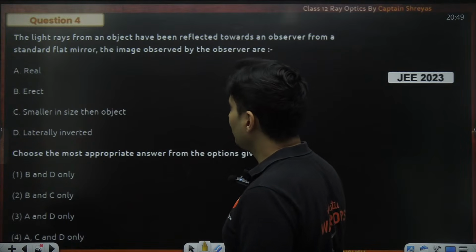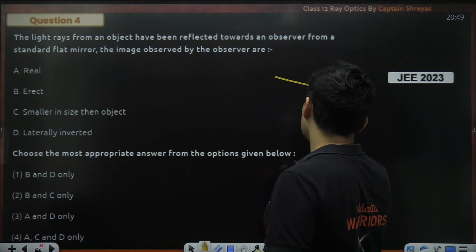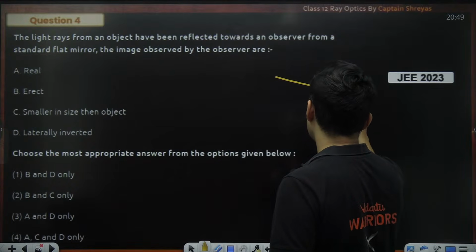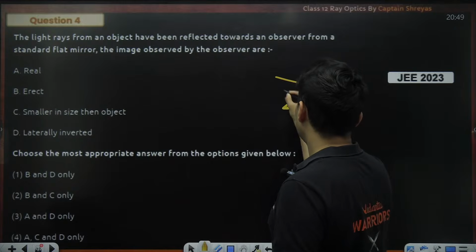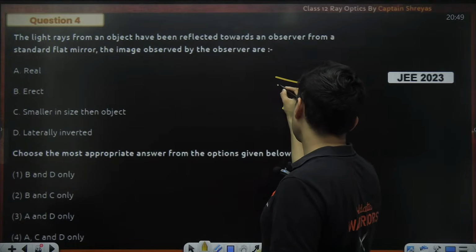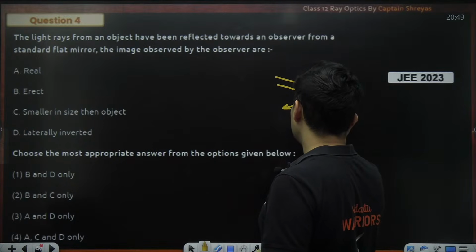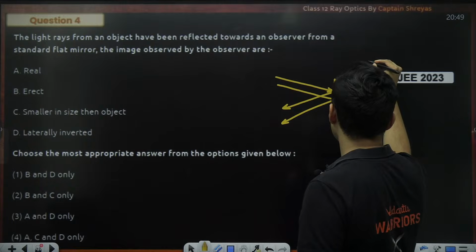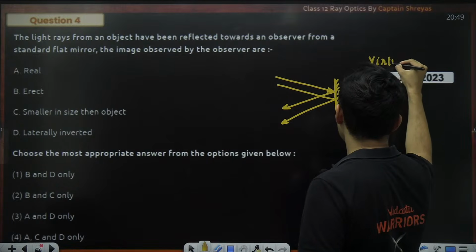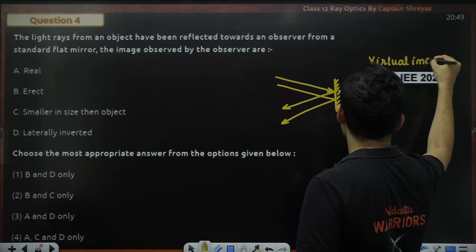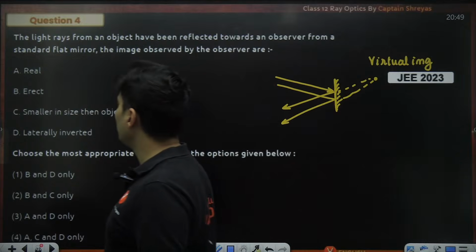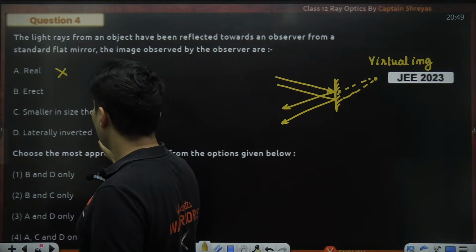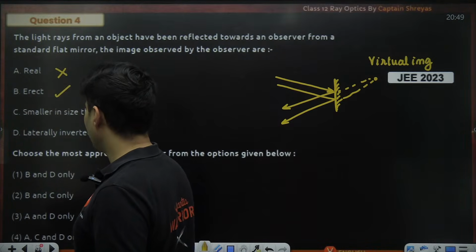It's kind of obvious. If there are light rays falling onto a mirror, what will happen? It will be reflected, right? Something like this, and maybe you will see an image like this over here. This is going to be a virtual image behind. It can't be real for sure. It will not be smaller. It will be laterally inverted. It will be erect. That is also true.